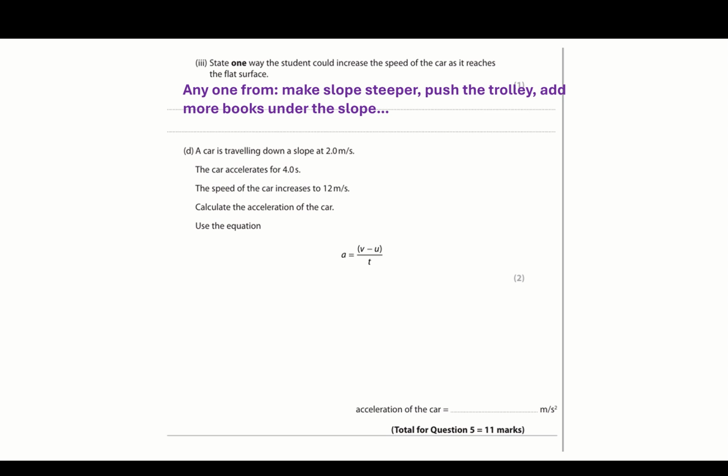And then we've got our next one, which is using a equals v minus u over t. We just need to know that's my final velocity, that's my initial velocity. So the car is travelling down the slope at 2 meters per second. It accelerates for 4 seconds and the speed of the car increases to 12. So there's my u value, there's my t value, and there's my v value, and I just dump all of that in. So a equals v minus u over t: 12, final speed, take away 2, its initial speed, divided by the 4 seconds, equals 2.5 meters per second squared. And there we go, that's that question done.